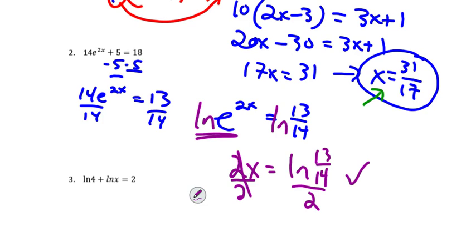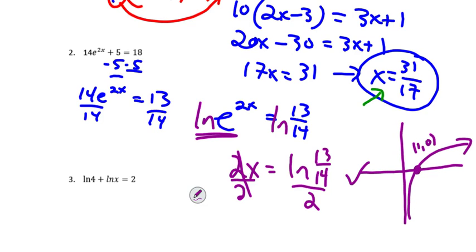Negatives are okay for logs. Remember, you can't take the log of a negative. There's a difference. This is a negative number, right? Because the natural log function goes like this, right? So that's the point (1, 0). So anytime I take the log of something less than 1, like 13/14, it gives me a negative number. That's okay, right? Don't mix that up with the concept of you can't take the log of a negative. The input can't be negative, right?